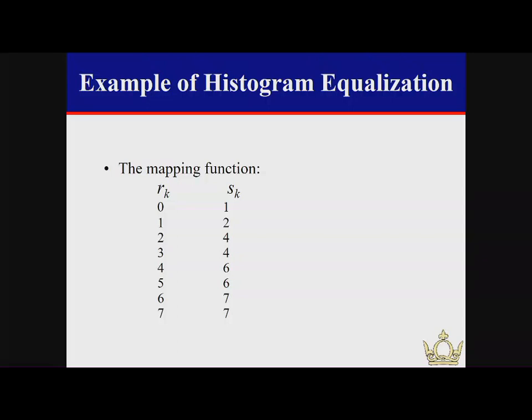Okay, four steps: use the histogram, the normalized histogram, the cumulative normalized histogram, use the maximum peak value multiplied by the cumulative values, and finally just round it into integer numbers for the transformation. Any questions? Let's have a 10 minute break.